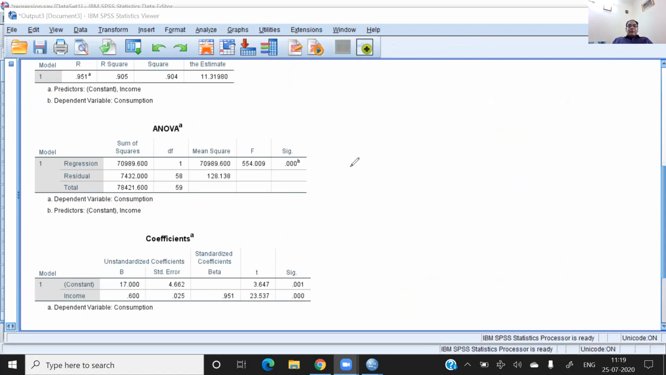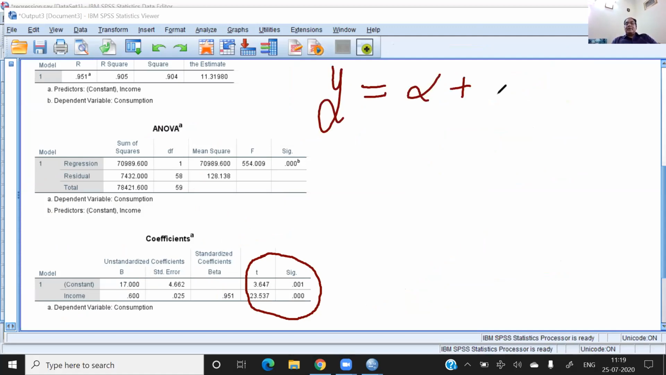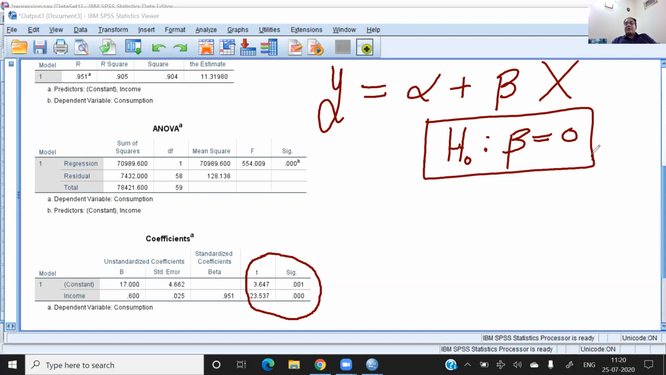Okay. Now we want to understand the remaining portion of the table, which is the T statistic and the P value. This is a very important part of the regression model. Suppose my regression model is y is equal to alpha plus beta into x. Here my null hypothesis is that beta is equal to 0.